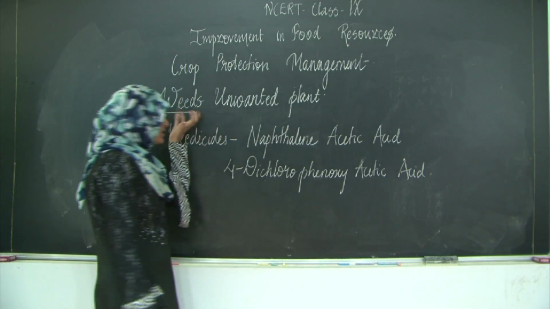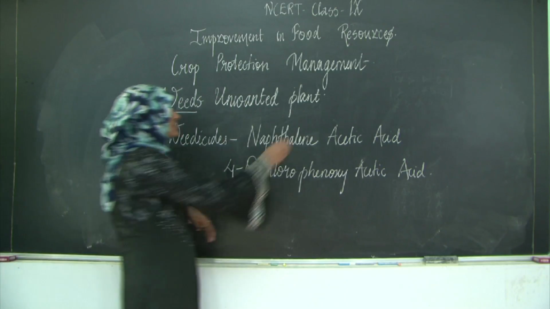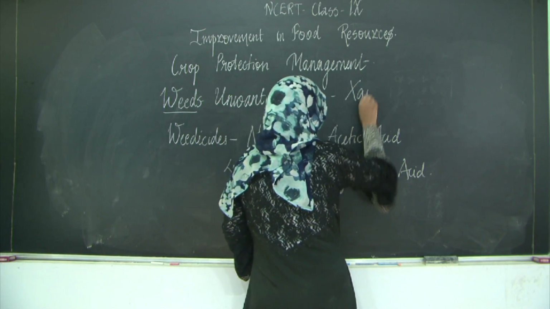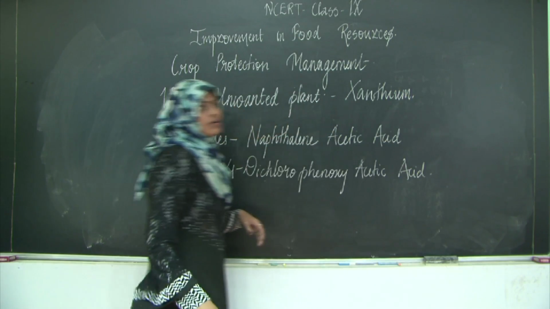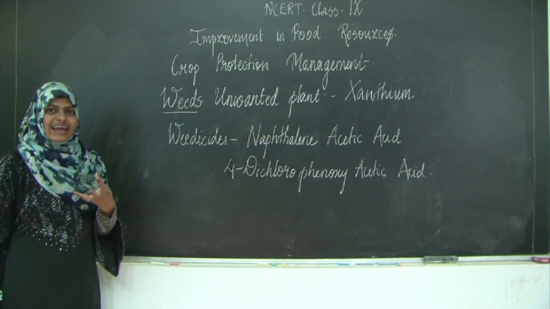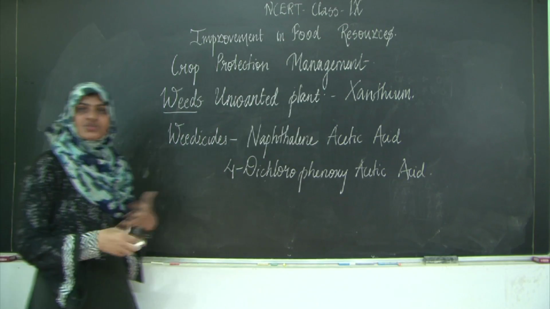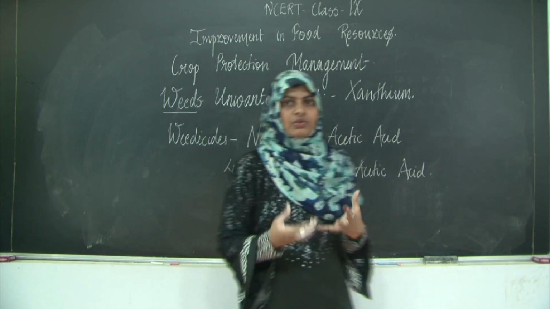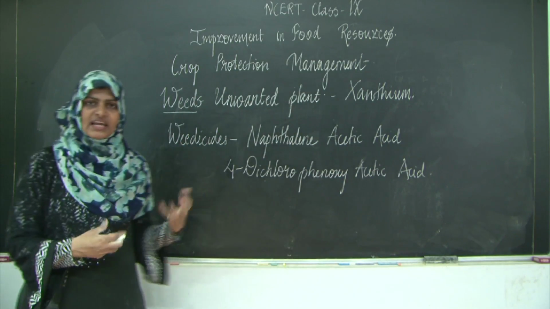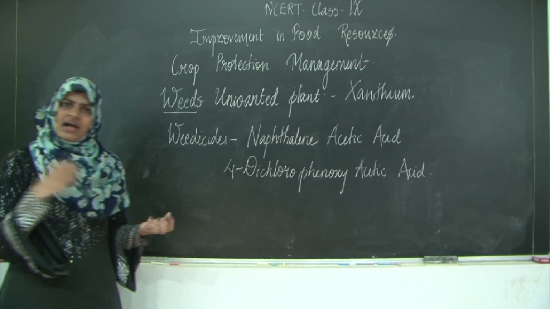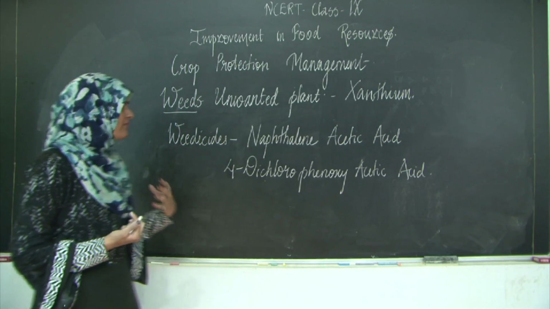Let me give you one example of a weed also, that is xanthium. Even grass is a kind of weed. Why? Because we do not want the grass to grow. We want the actual crops to grow, so it is a weed. So I can kill the weeds by weedicides or by hand picking. If it is grass, I can easily remove it with the help of hand.